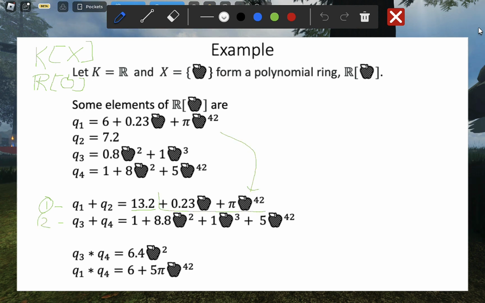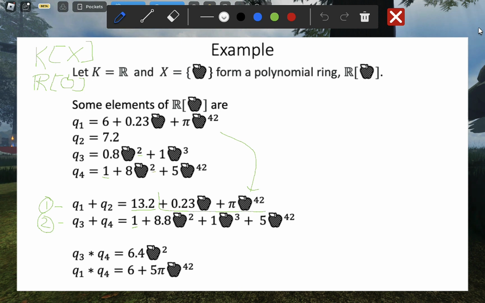All right, let's do this second case, Q3 and Q4. So we have a 1. But you notice we don't have something for the 0 apples, right? So then we just put the 1 here. And then we need to match up basically these.